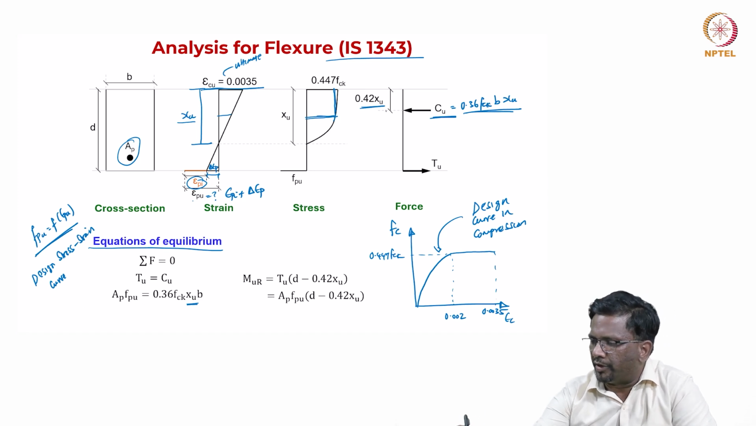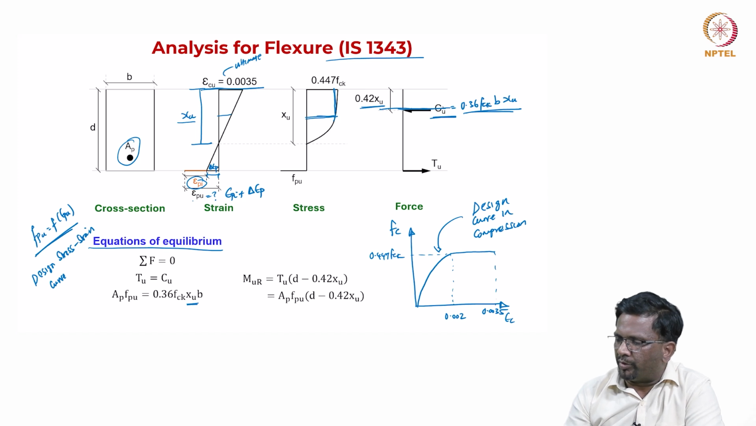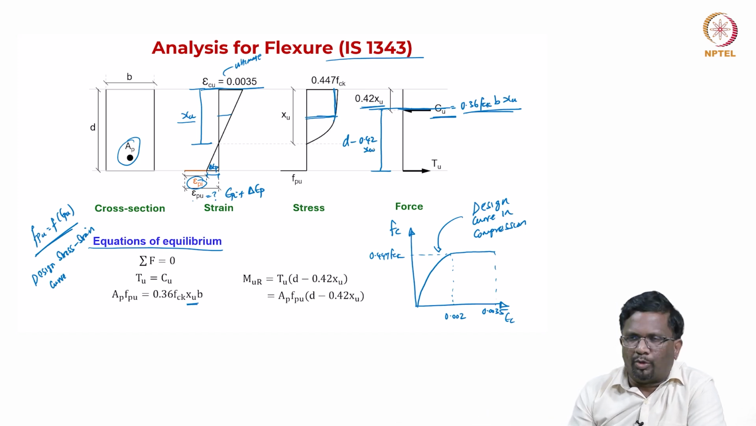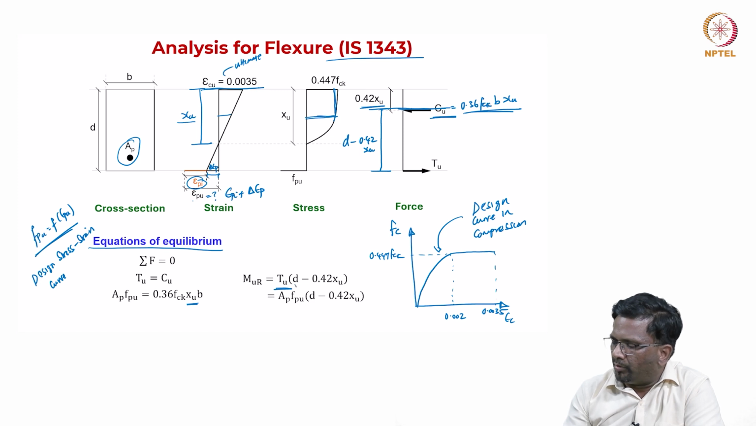So, once the equilibrium condition is satisfied, now I can take the moment. Usually, for pure bending you can take moment about any point. So, we take moment about compression force location. So, the lever arm is going to be D minus 0.42 XU. So, that is the reason the moment resistance of the section is tension force in the steel multiplied by this lever arm.